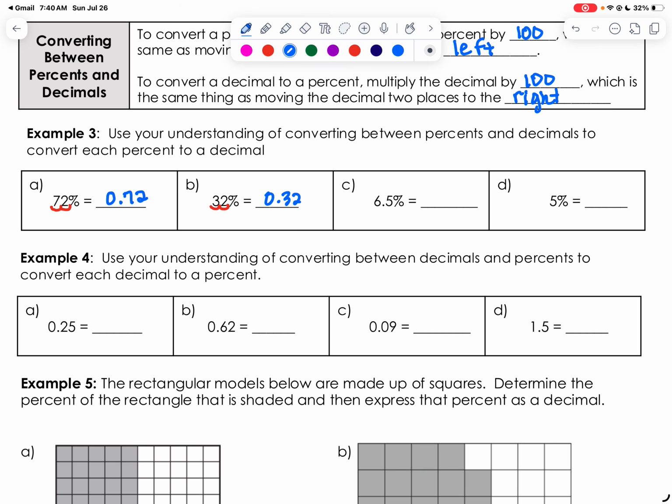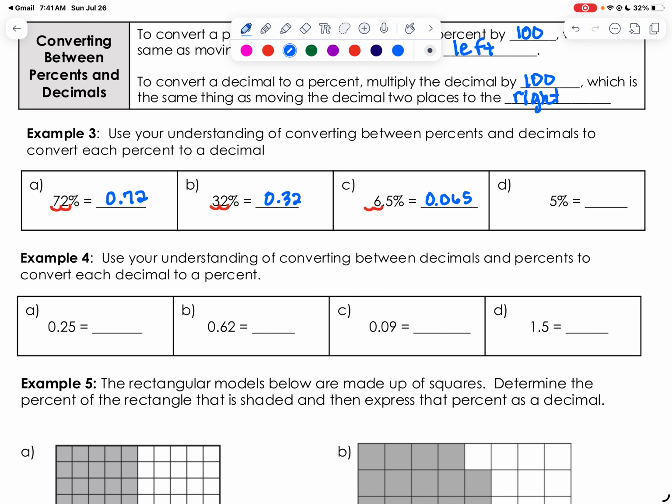So 32%, move my decimal 2 places, would be 0.32. Now be careful on the next problem. We have 6.5%. If I move that decimal 2 places to the left, I'm going to need a placeholder. So this would be 0.065.